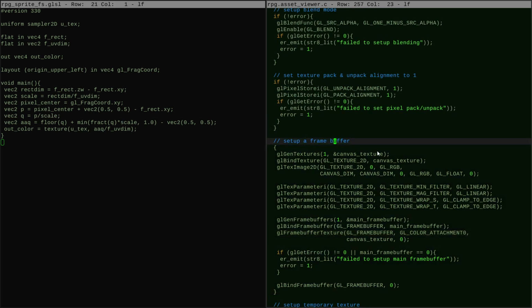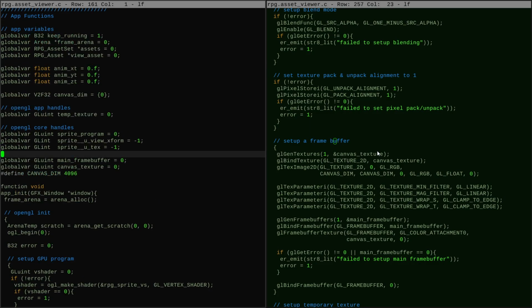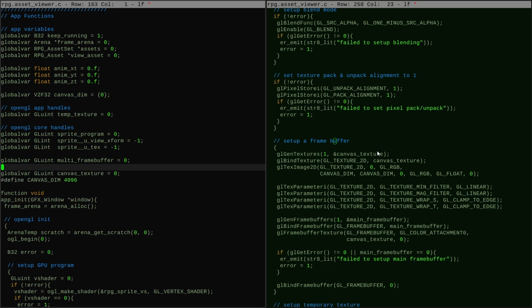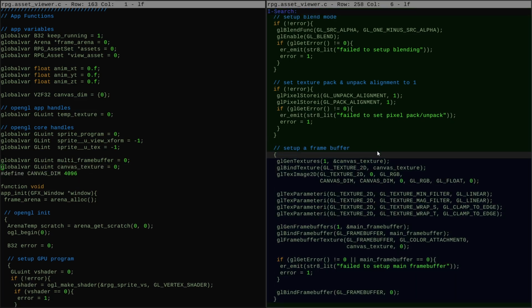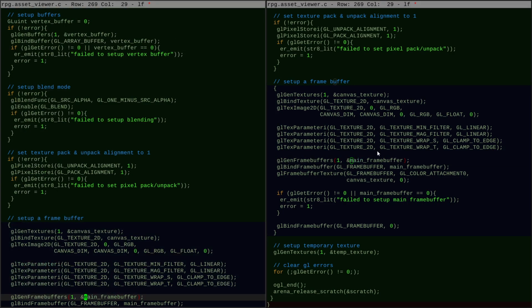Okay, so this sets up a frame buffer, but we're now going to need a pair of frame buffers. So we're going to have a multi-sample frame buffer and, well, I guess that's it. That's all we need for now. Main, yeah, we don't need to rename it. My mistake.